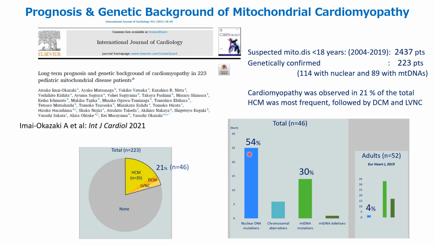And nuclear DNA mutations were found in 54%, and mitochondrial DNA mutations were found in 30% of cases. This result is in contrast to that of adult cases, where nuclear DNA mutations were found in only 4% of cases.